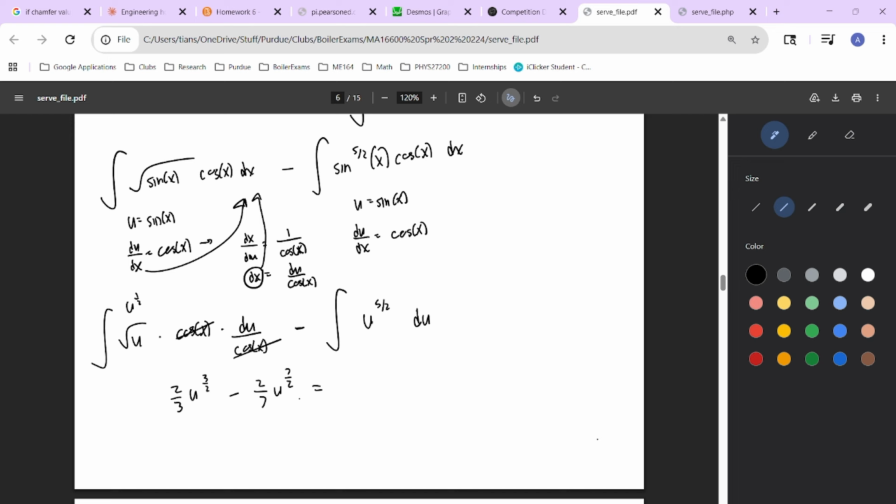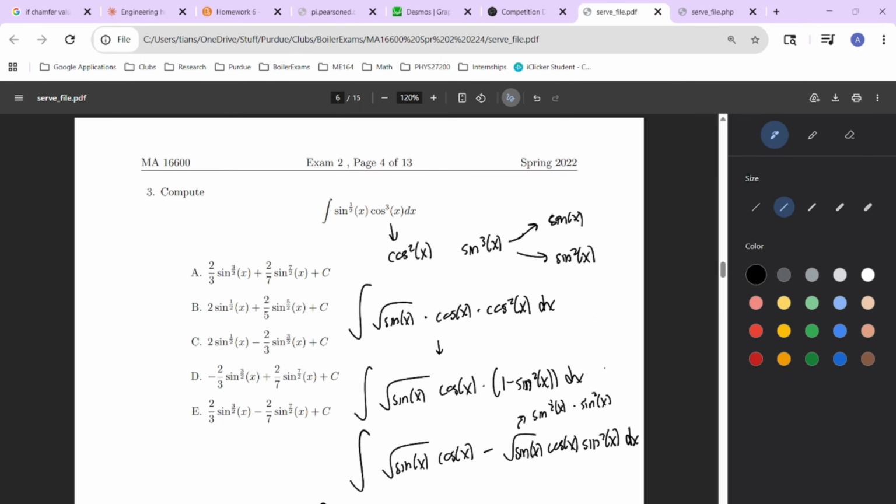But we sub back in u for sine of x. So 2/3 sine to the 3/2 of x minus 2/7 sine to the 7/2 of x. And that would be your final solution.